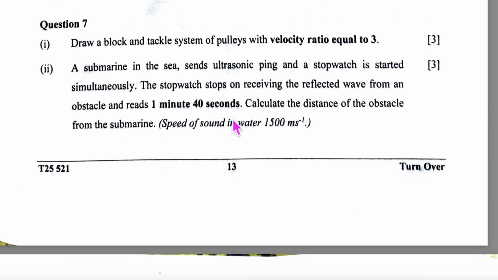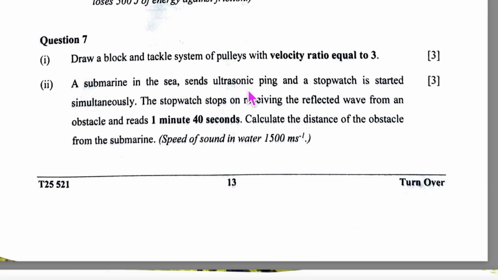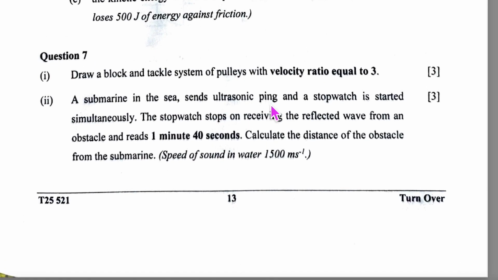Question 7, second part. A submarine in the sea sends an ultrasonic ping and a stopwatch is started simultaneously. The stopwatch stops on receiving the reflected wave from the obstacle and reads 1 minute 40 seconds. So to get the reflected wave, the time is 1 minute, that is 60 seconds, plus 40 seconds, which means the total time is 100 seconds. Calculate the distance of the obstacle from the submarine.